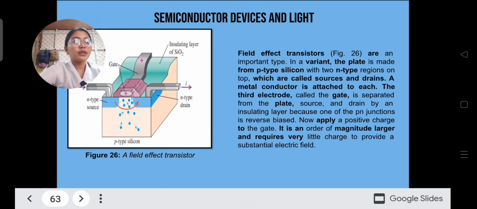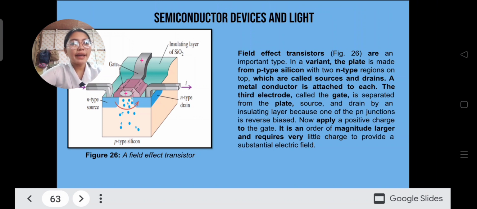Field effect transistors are an important type. In a variant, the plate is made from p-type silicon with two n-type regions on top, which are called source and drain. A metal conductor is attached to each. The third electrode, called the gate, is separated from the plate, source, and drain by an insulating layer, because one of the p-n junctions is reverse biased.